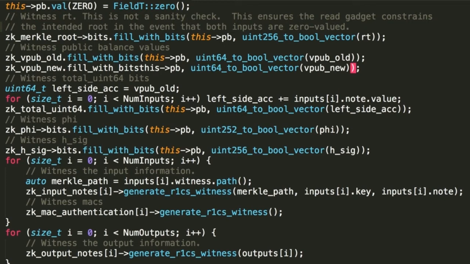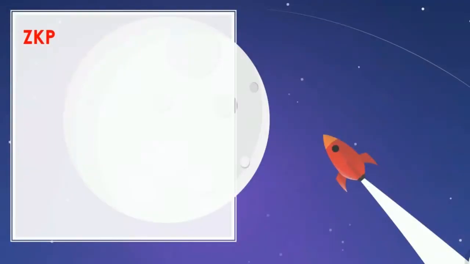And good luck writing this code if you are not, though I can understand parts of this code, I wouldn't trust myself to write it, right? Because I'd probably make a mistake. So zero-knowledge proofs, called moon math for a reason, right?